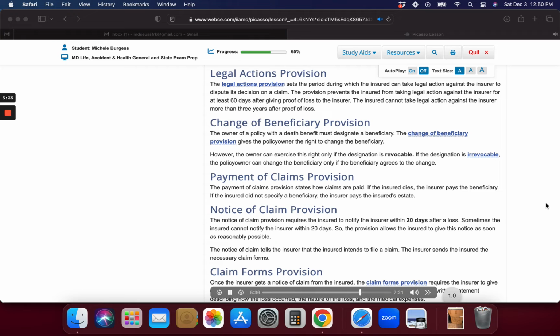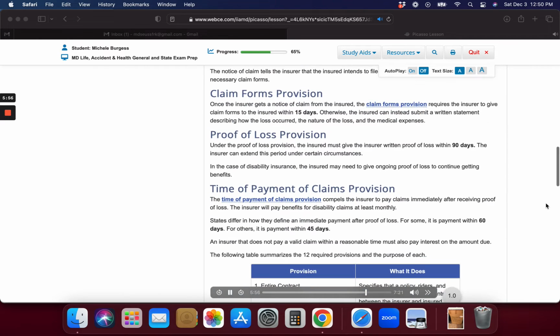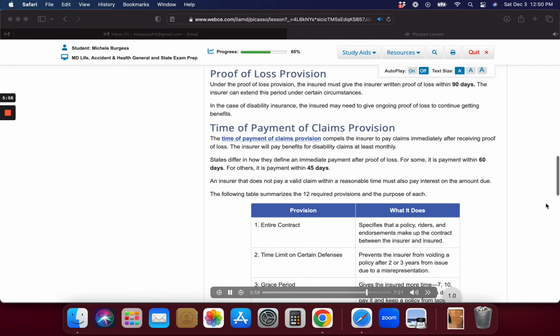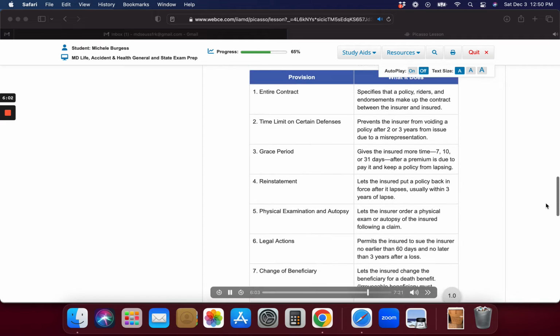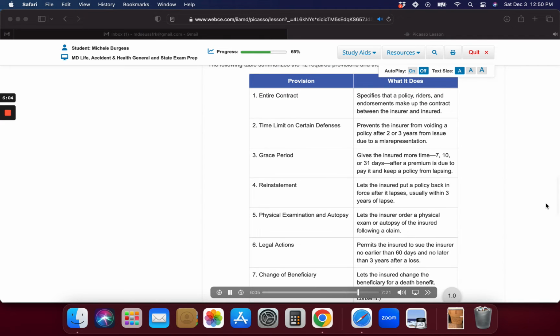Time of payment of claims provision. The time of payment of claims provision compels the insurer to pay claims immediately after receiving proof of loss. The insurer will pay benefits for disability claims at least monthly. States differ in how they define an immediate payment after proof of loss. For some, it is payment within 60 days. For others, it is payment within 45 days. An insurer that does not pay a valid claim within a reasonable time must also pay interest on the amount due.